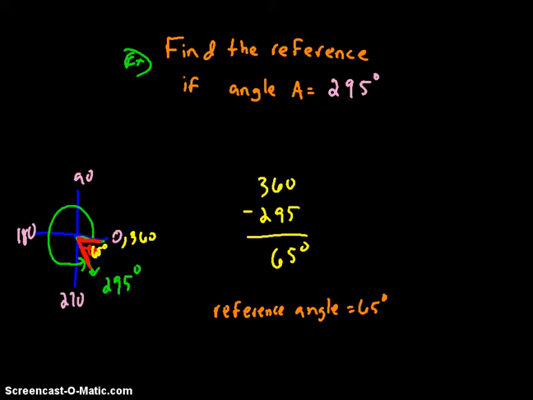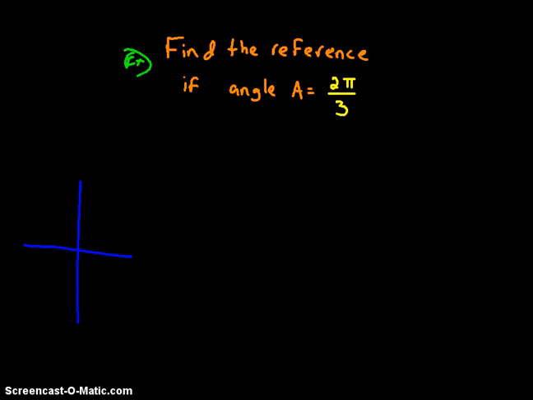In the book and in the online textbook and everywhere else, sometimes they give it to you in radians. So this is our next example. We need to find the reference angle for angle A, and A is 2 pi over 3. If you remember, in radians it goes 0, and then pi over 2, and then the next one would be pi, and this would be 3 pi over 2. So it's pi there, and that's pi here, and this, instead of being 360, would be 2 pi. That would be all the quadrants in radians.